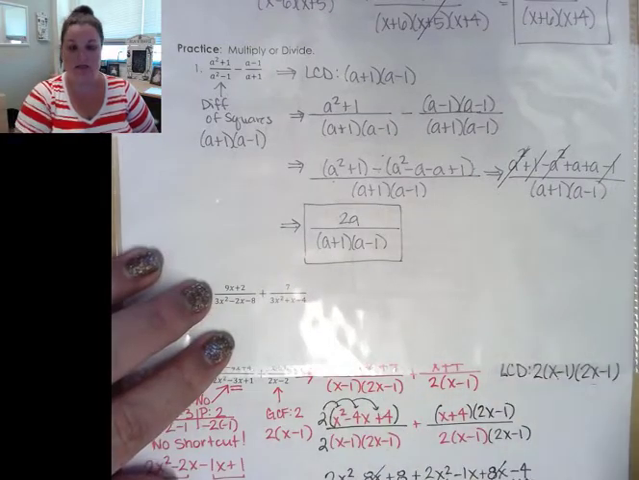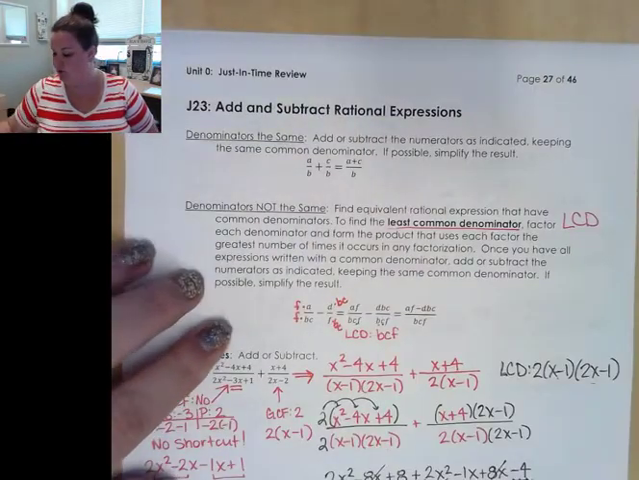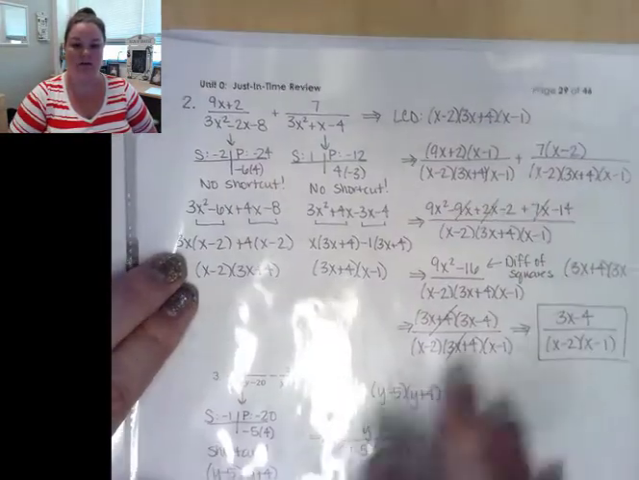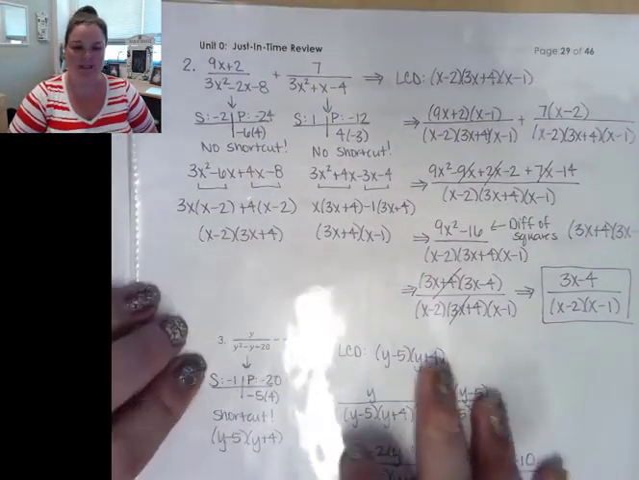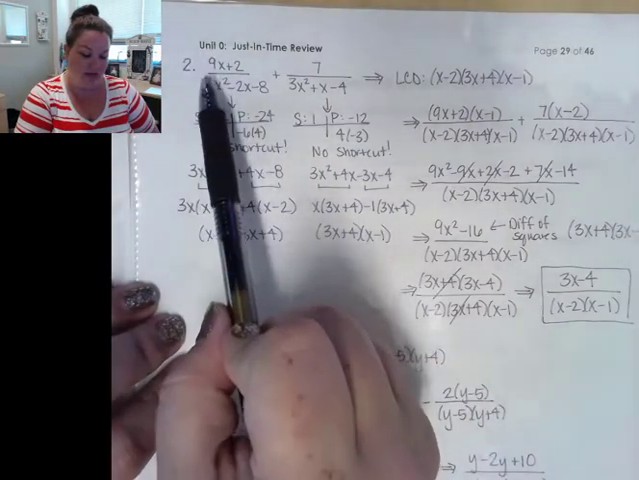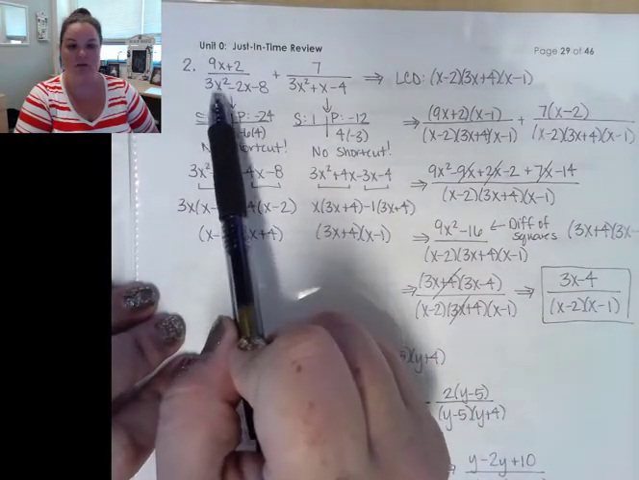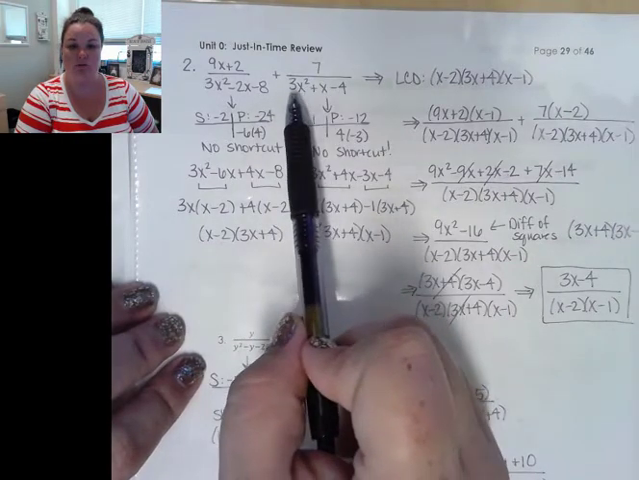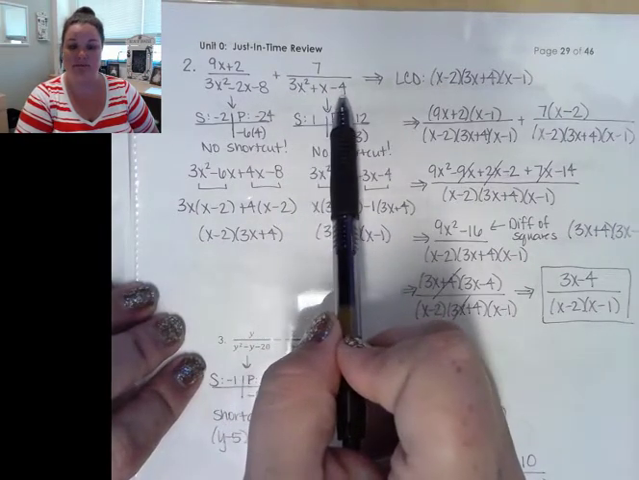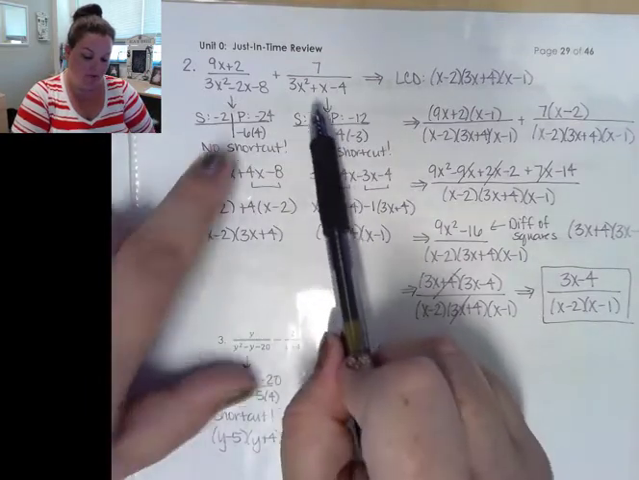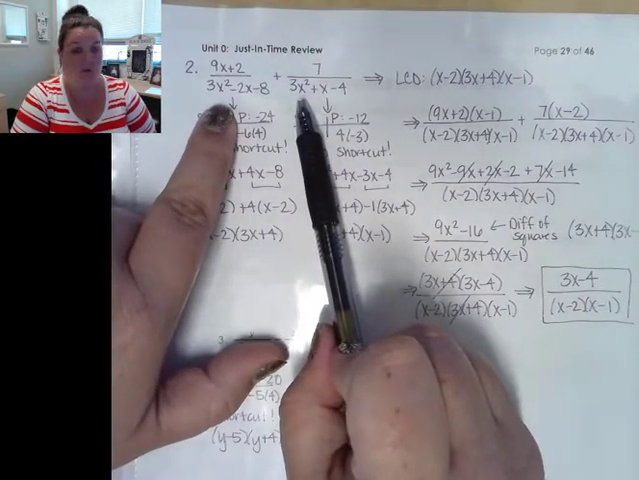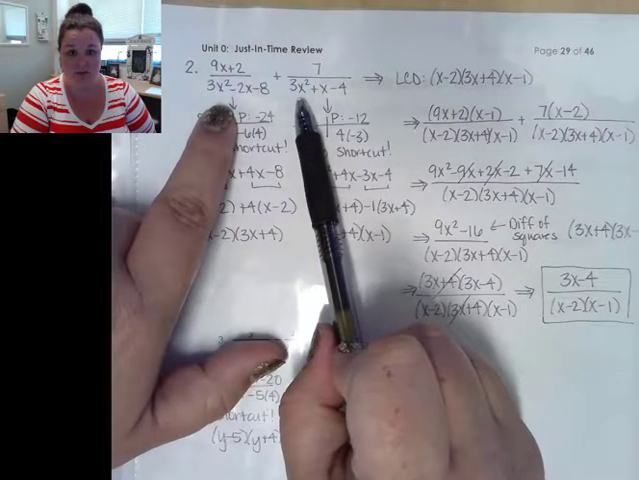Okay, let's look at number 2, which I had to write in because mine is silly. Okay, so number 2 is 9x plus 2 over 3x squared minus 2x minus 8 plus 7 over 3x squared plus x minus 4. Now, both of these denominators have a leading coefficient that is not 1. So you cannot use the shortcut on either of these.